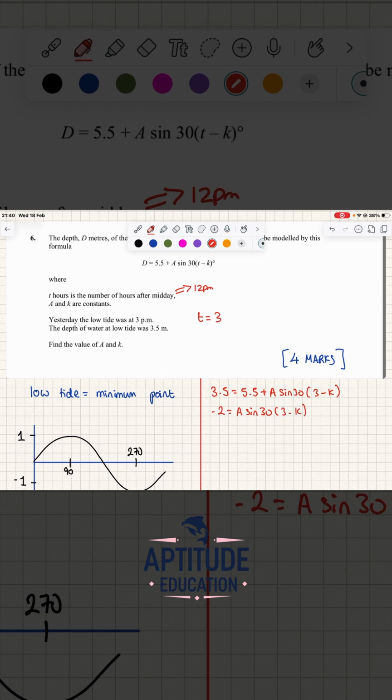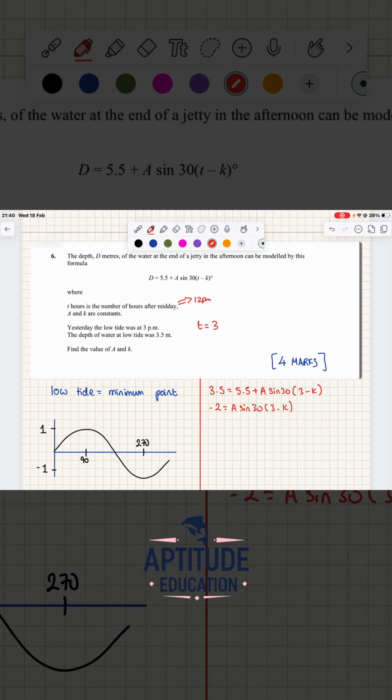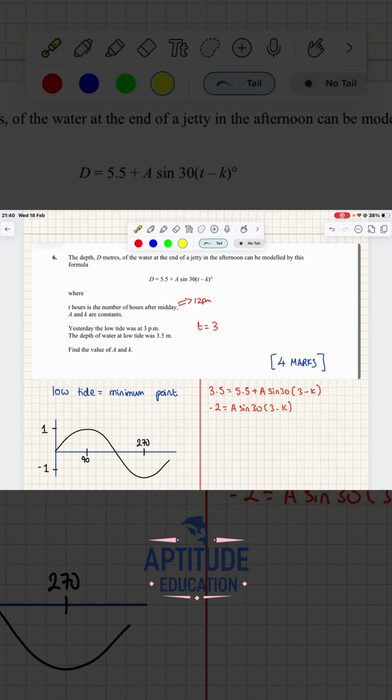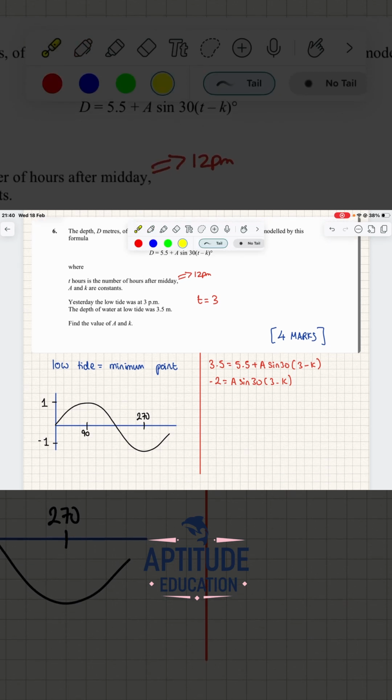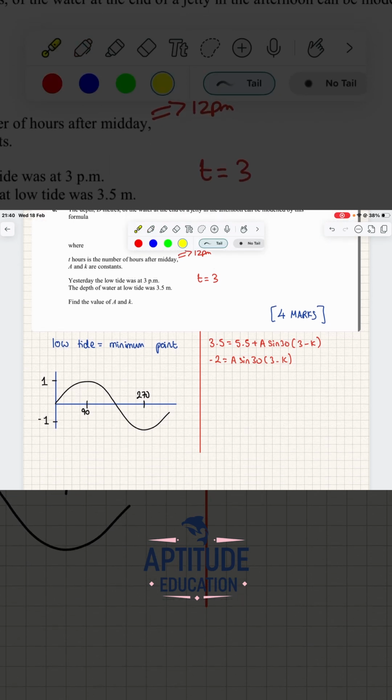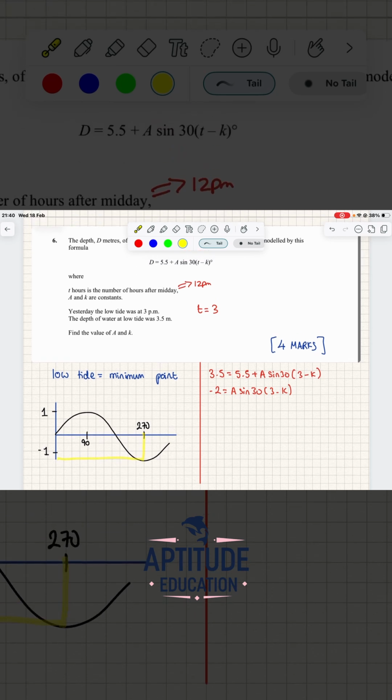Okay, next we should use our knowledge of sine graphs. We know that the low tide here essentially represents, on the sine graph, the minimum point, aka the lowest point. And we know for our sine graphs, the maximum is at 1 and the minimum is at minus 1. And we know when it is a minimum point, it's actually at 270 degrees. So firstly, we look back at this modelling question and we want this sine of 30 times (t minus k) to equal minus 1.